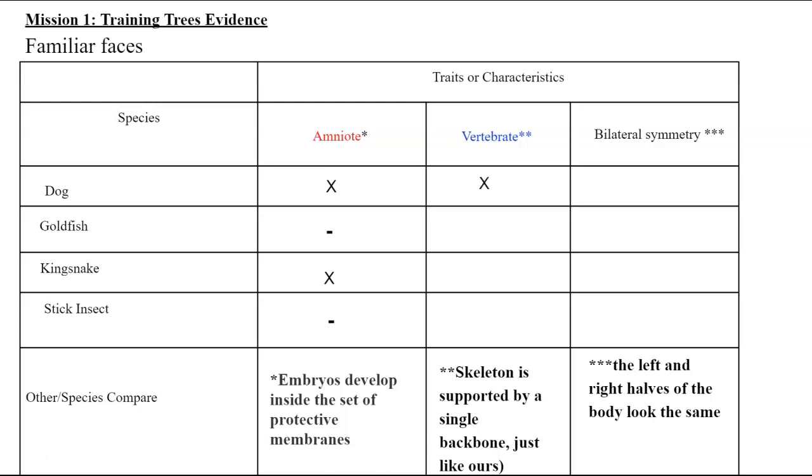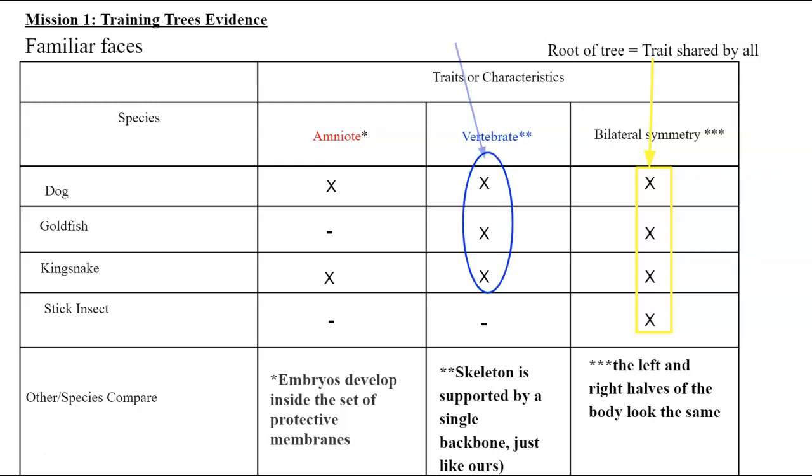Vertebrates: dogs, goldfish, king snake, not a stick insect. Bilateral symmetry: dog, goldfish, king snake, stick insect. Okay, now can you start to see the pattern? They all share this trait, which means, again, that's the root trait. That's going to be the very beginning of the bottom of your root, where you start from the bottom and work your way up. It's a shared trait by all.